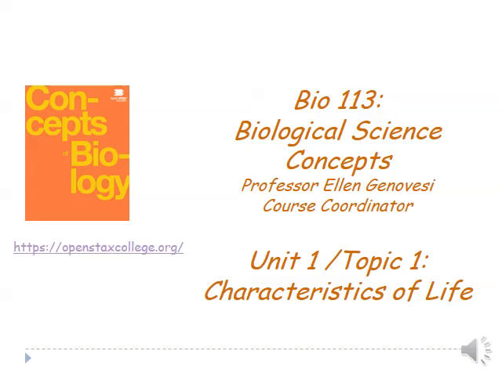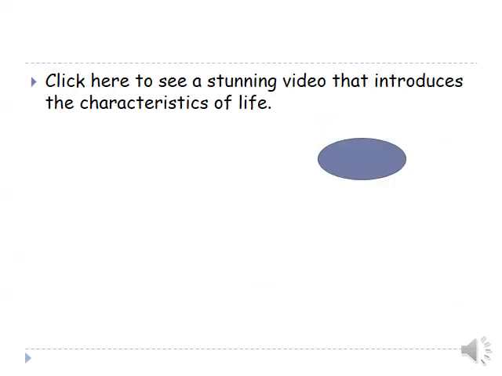The first unit that we're going to cover will go over characteristics of life, the scientific method, and evolution. Let's begin. This video will demonstrate that for something to be alive, it must possess a variety of characteristics.